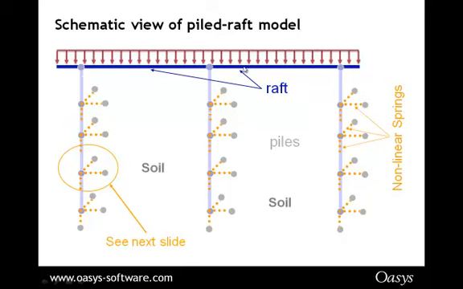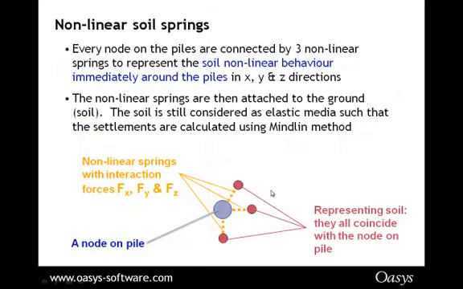So as you can see, a load is applied here. You've got your raft at the top. You've got your pile, which is represented by a number of nodes. And as you can see, your soil here is represented as non-linear springs. So in the next slide, I've got this in much more detail.